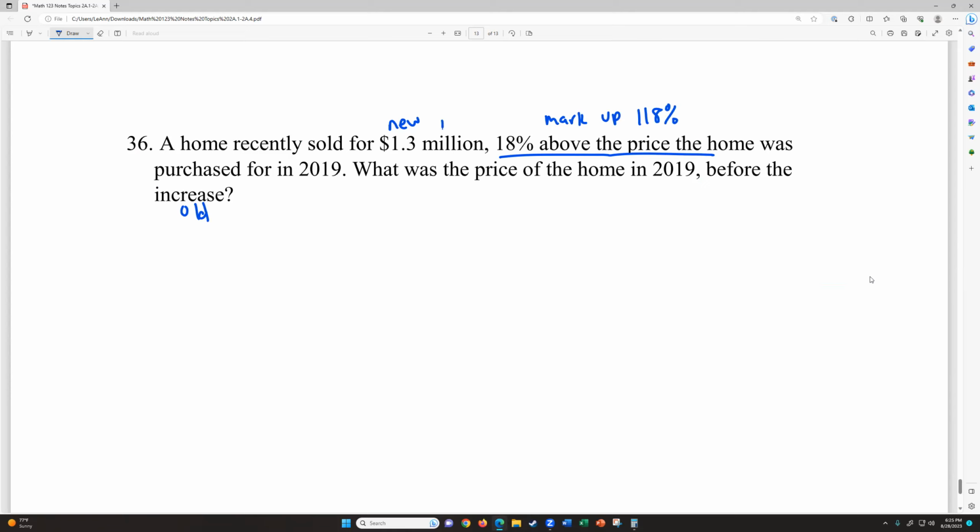So we have, and this is million, so we're going to need the 10 to the 6. So 1.3 times 10 to the 6 is the new. We don't know the old price. We know it was a markup of 18% of the base, so 118% total for the new price. And when I cross multiply and get this, I got the following, and I'm going to carry it out to a few decimals.